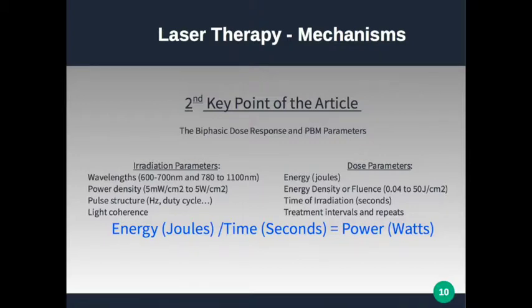The light dose parameters. Power equals energy per time. The energy is in joules. The power in watts. Irradiation time is measured in seconds. But you need to consider the energy density too. Joules per square centimeter, amount of joules per surface. And also, of course, consider the treatment protocols, how often to repeat the laser session and how many times. All these factors influence the outcome on the patient and explain the biphasic dose response.